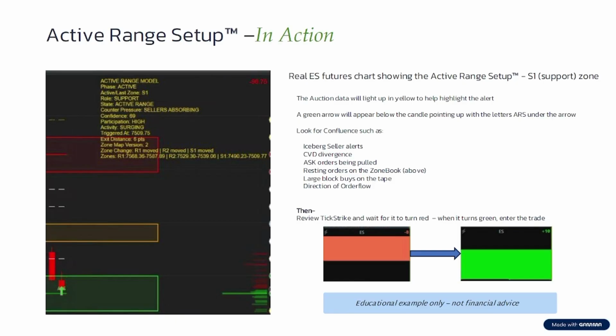Professional traders look for confluence such as iceberg seller alerts, CVD divergence, ask orders being pulled, resting orders on the zone book above the current price, large block buys on the tape, and the direction of order flow. Then we review Tick Strike and we wait for it to turn red. You need to wait for it to turn red first after the alert fires off to avoid sitting in an actual drawdown. And when it turns green, we enter the trade.